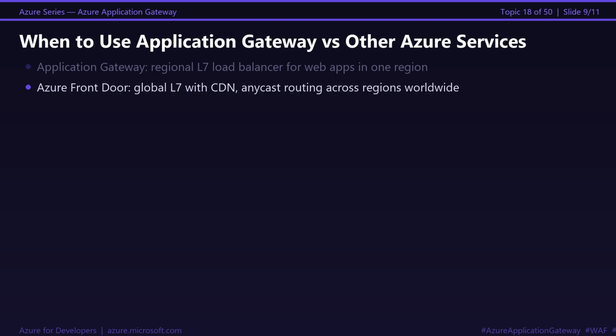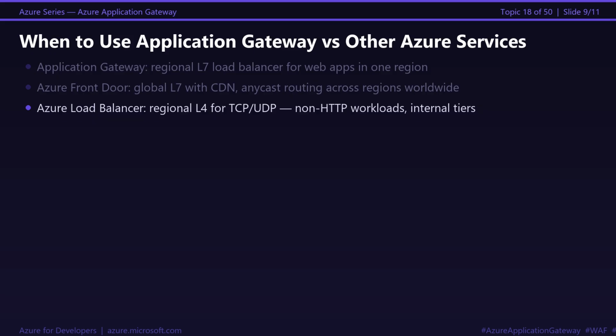Many production architectures combine them. Front Door globally. Application Gateway per region. Load Balancer for internal service-to-service traffic. Each tool has its lane. Now you know them all.